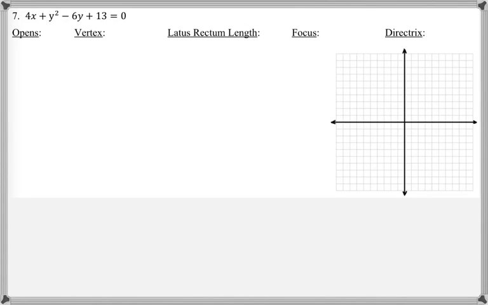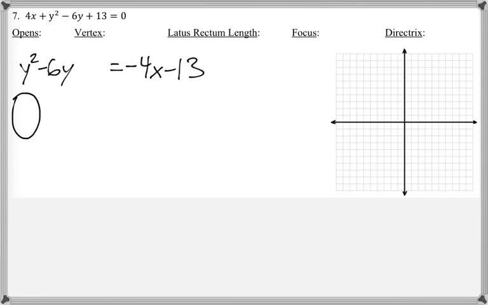On number 7, I need to complete the square, and I need to do it on the variable that's squared. So in this case, it's the y's. So I need to move the y squared and negative 6y on this side and leave a space, and then move everything else to the other side. And then I'm going to complete the square.